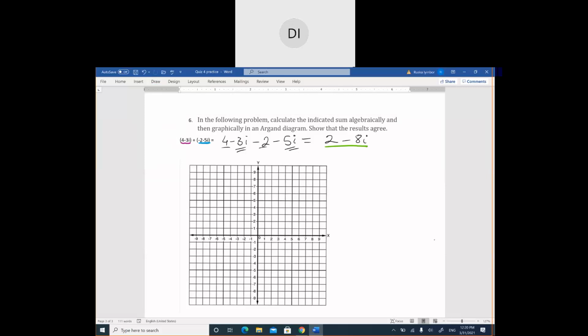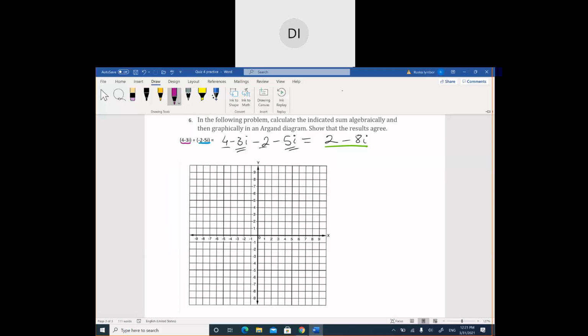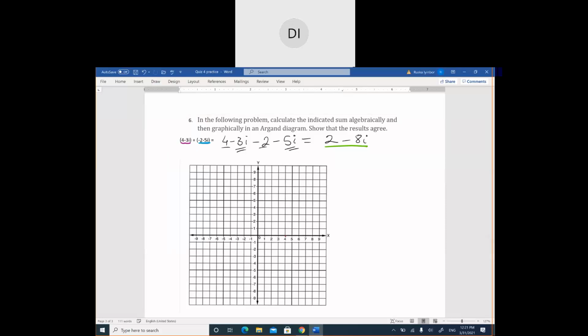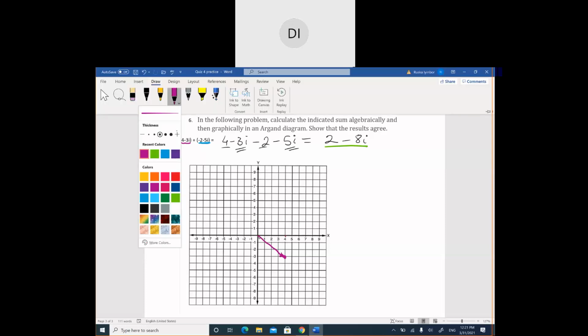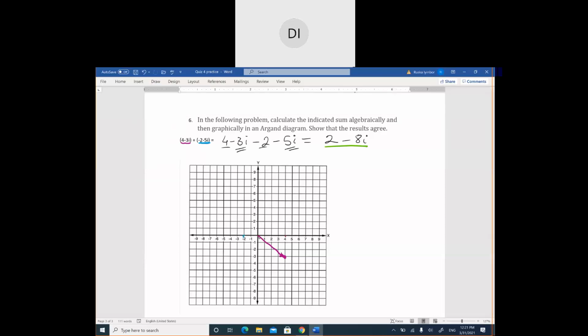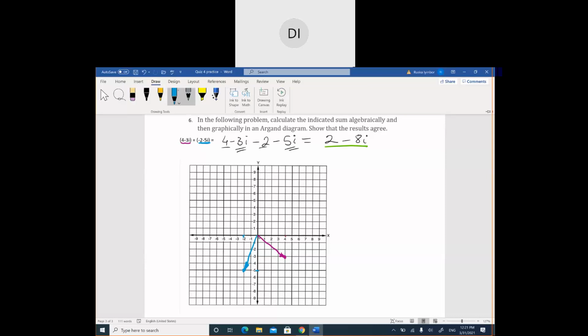So we're going to do that. We're going to grab the first one. Let's start with the purple. So I'm going to do 4 minus 3. So 4 and then minus 3 is going to be here. That's the first complex number. Then I'm going to draw the blue one, which is negative 2 and negative 5. So they meet over here, and this is my second number. And then I'm going to draw the green one, the answer for when you add those two.